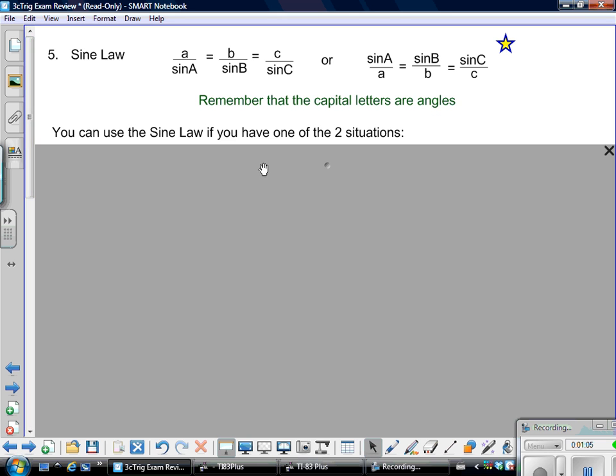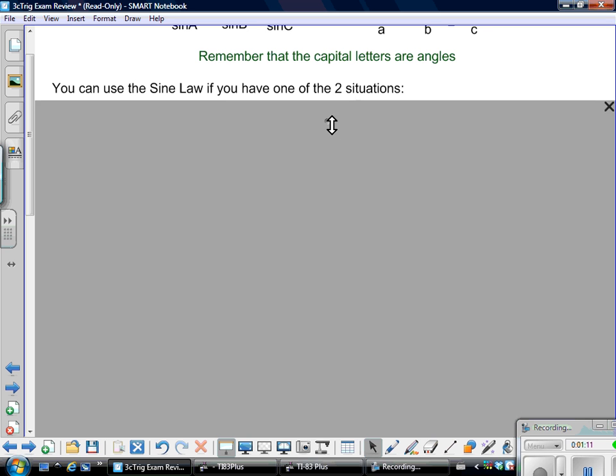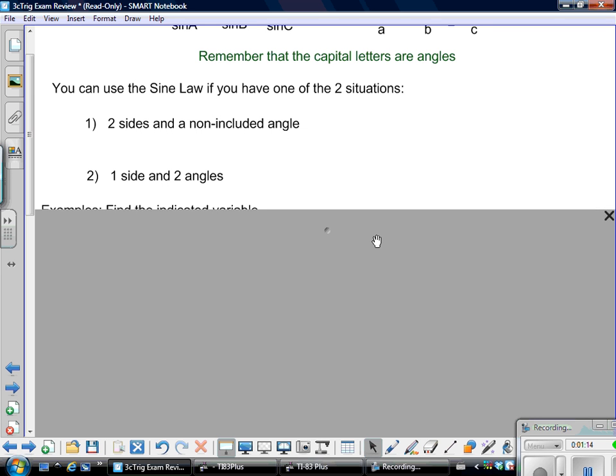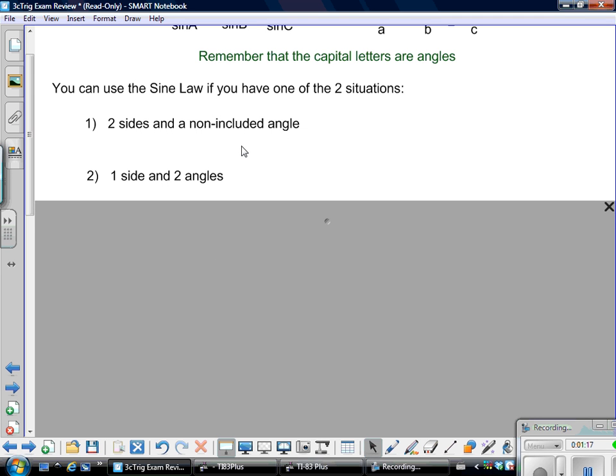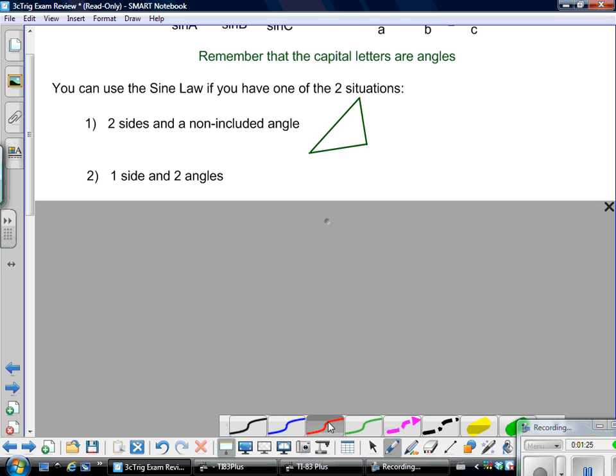Now you can use the sine law if you have one of the two situations. You don't have to have both, but you have to have one of them. Okay, so the first thing is, you can have two sides and a non-included angle. So what does it mean by non-included angle? Well, let's talk about it. So two sides. Let's just choose two sides. Say we know this side here and this side here. A non-included angle would be either this one at the bottom or this one at the bottom. Okay, so it means that the two sides that you know aren't held together with the angle you know. So it has to be one of the other ones.